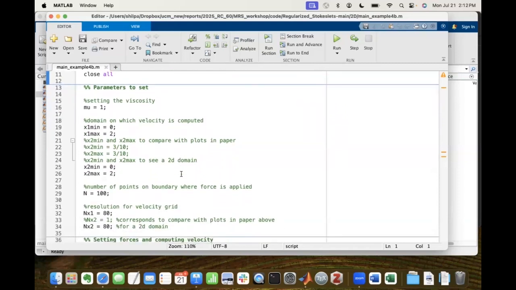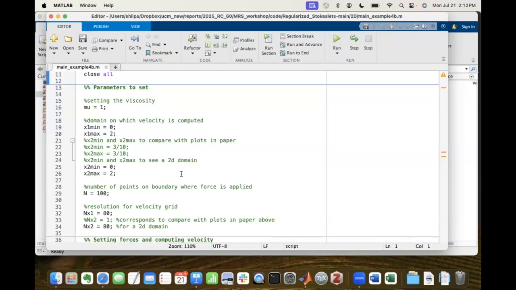So we can look through this. We're setting the viscosity; I just set it to 1. And then I'm going to set the domain on which I'm interested in solving the velocity. I'm solving on the domain 0 to 2 and 0 to 2. My forces are going to be applied on 100 points on my circle. This is the number of points that I'm working with. And then I need to set the points at which I want to solve the velocity. I'm going to do an 80 by 80 grid on which I'm going to solve the velocity.